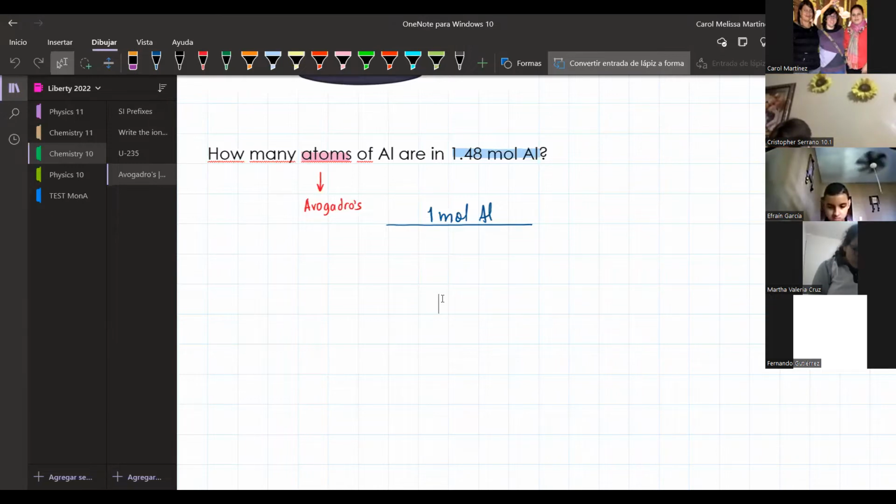We start with the given, 1.48 moles of aluminum. I know these things, I don't know, my connection is very slow. I mean, it's not slow because I can upload my video very fast. But the whiteboard, I don't know what's wrong. Okay.